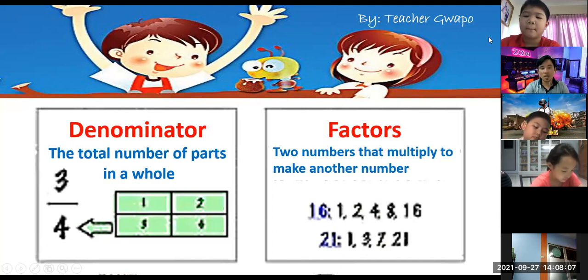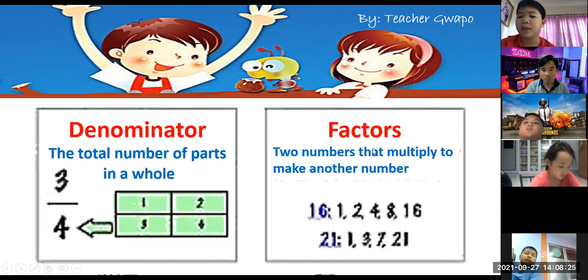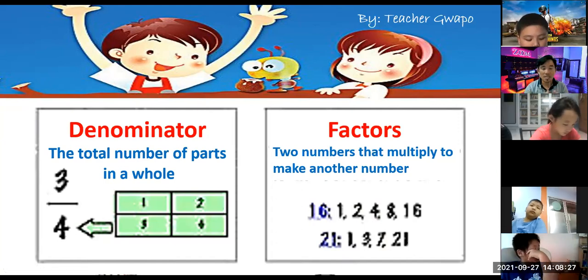So these are the words that you must remember in our test, because in the final test, it will come out: numerator, denominator, fractions, and then factors. The factors here are 2 numbers that multiply to make another number, because we need to find a common denominator, especially when we add numbers.